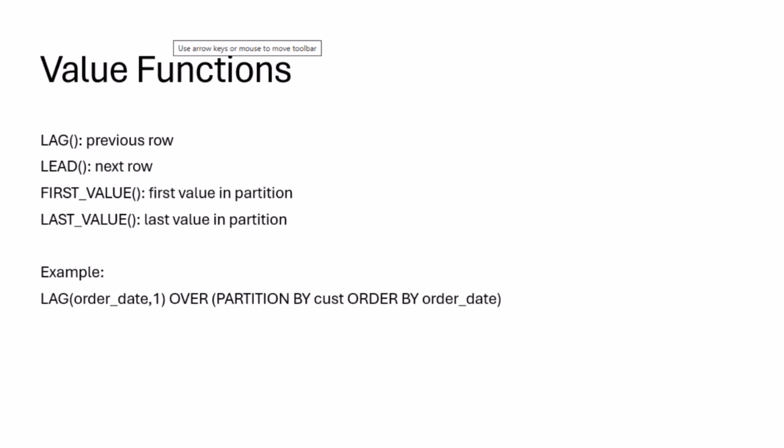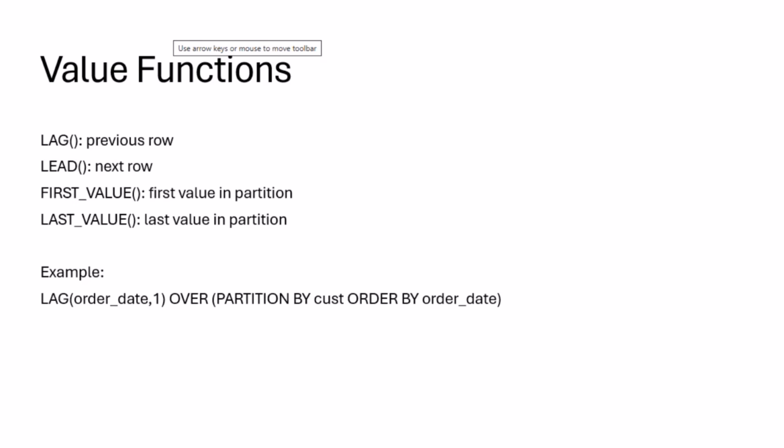So we have different value functions. We have lag. Lag helps us get the value of the previous row. So when your columns have been arranged in order and you now want to get the value in the previous row, you use lag, while lead gives you the value in the next row.